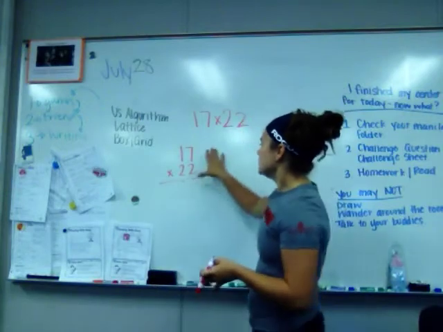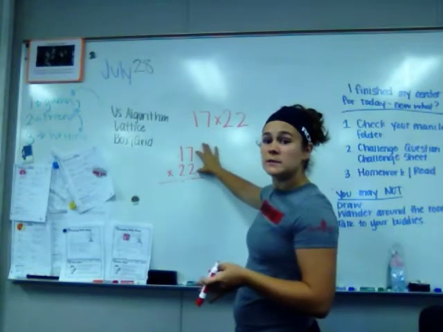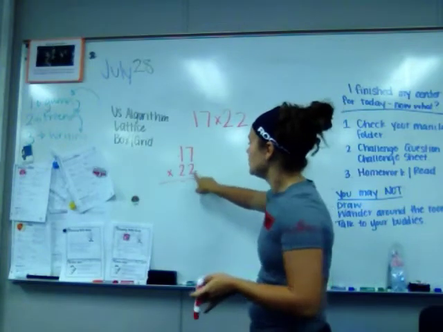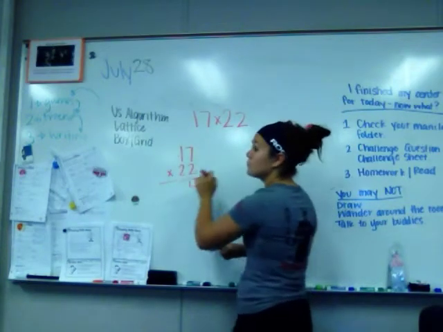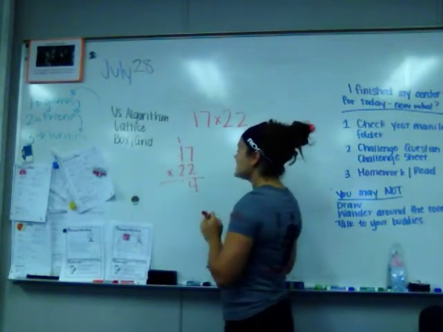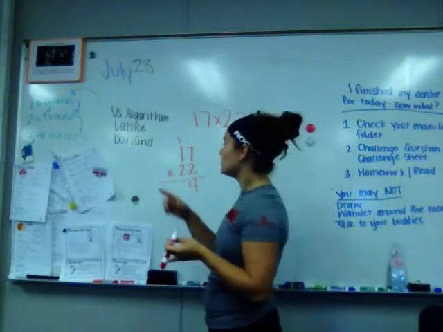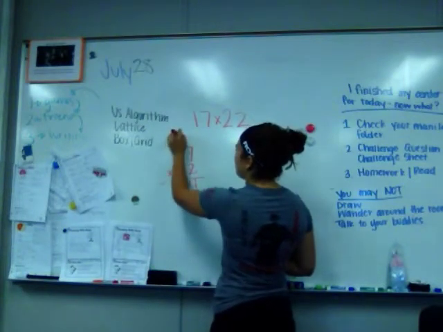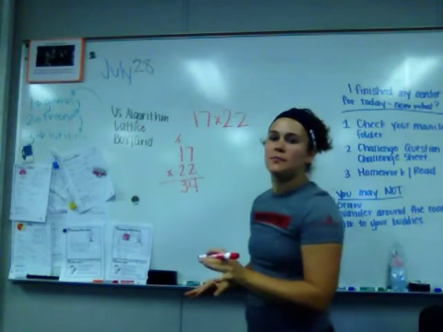Okay, so what you're going to do is you're going to start with your ones place, and you're going to say, okay, then take 7 times 2, and I get 14. You put your 4 down, and then you're going to carry your 1 up here. 1 times 2, you get 2, and then we're going to add this 1 that we carried and get a 3. And go ahead and mark out that 1 since we're done with it.